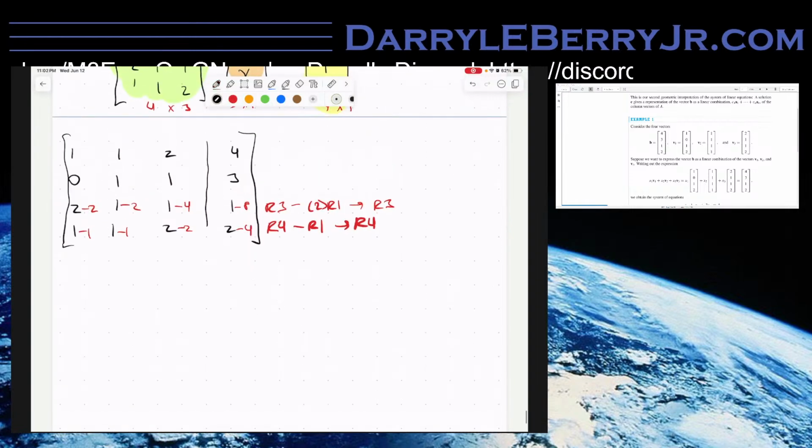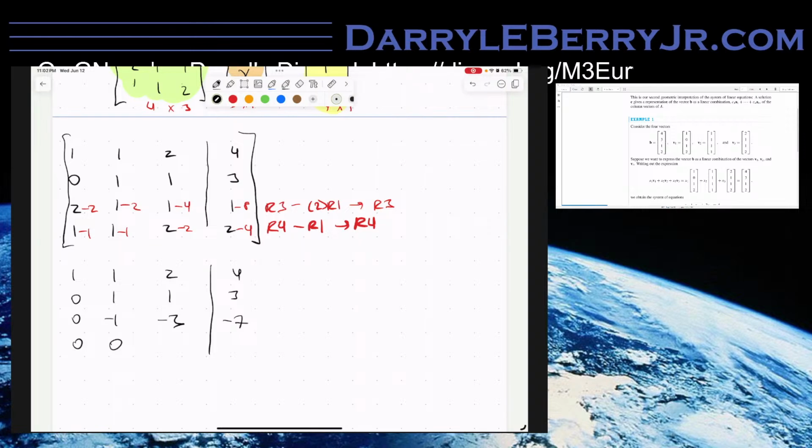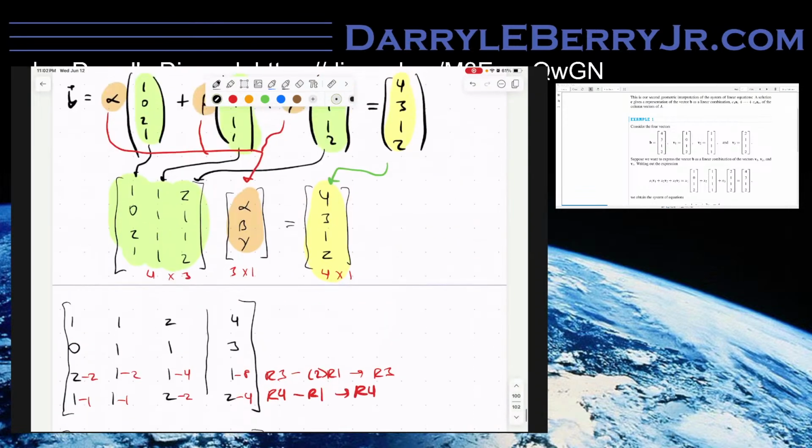If I write this out again, I have 1, 1, 2, 4, 0, 1, 1, 3, 0, negative 1, negative 3, negative 7, 0, 0, 0, negative 2. Right. That seems like I must have written something wrong, because 0 doesn't equal negative 2. So let's see what I wrote down wrong.